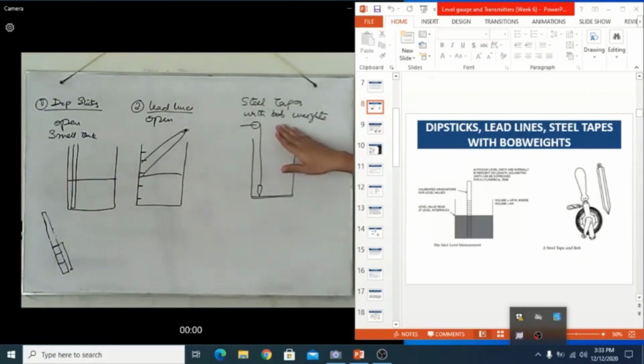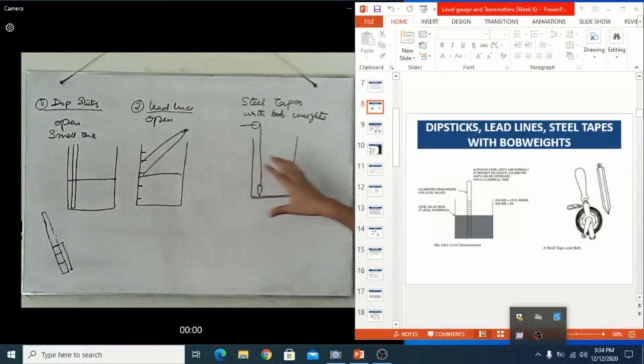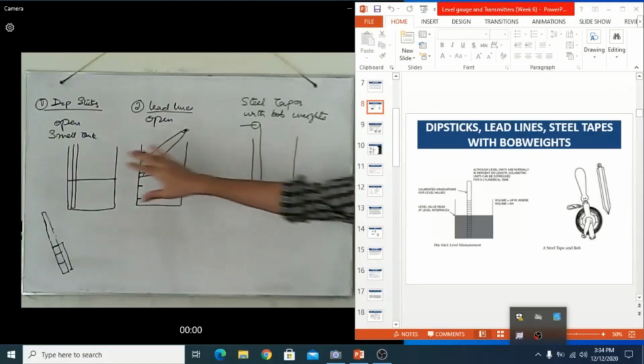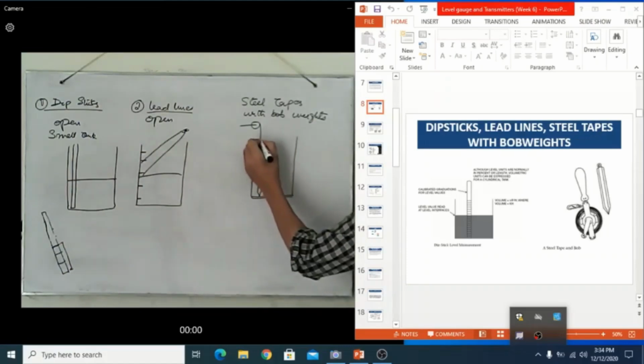Then the most abundantly used method through which we manually calculate the height of the tank is steel tape with bob weights. Why am I saying that? Because the previous type of method is only used for a small tank. On the other hand, this method can be used for a small tank as well as for closed tanks, which are partially open from a certain part.